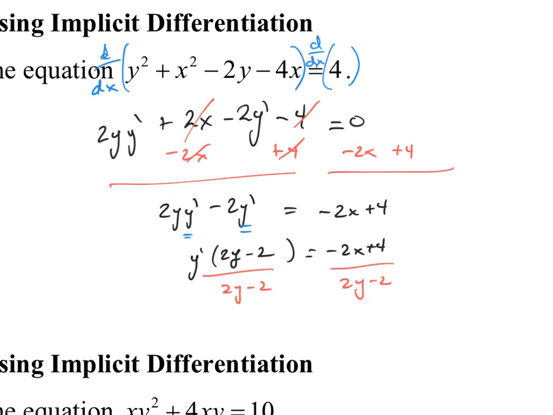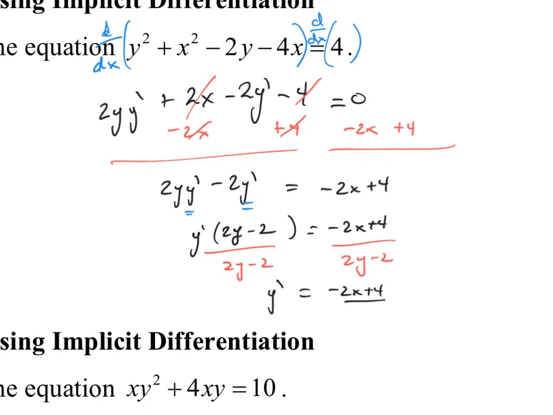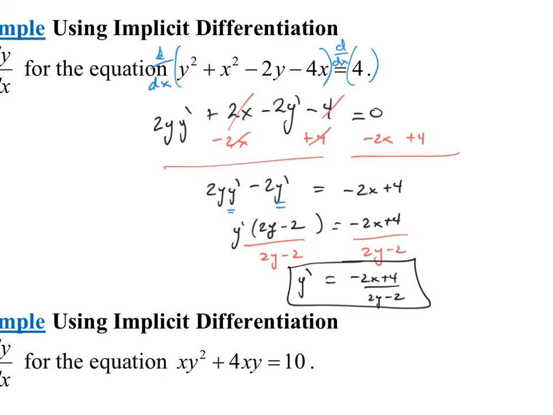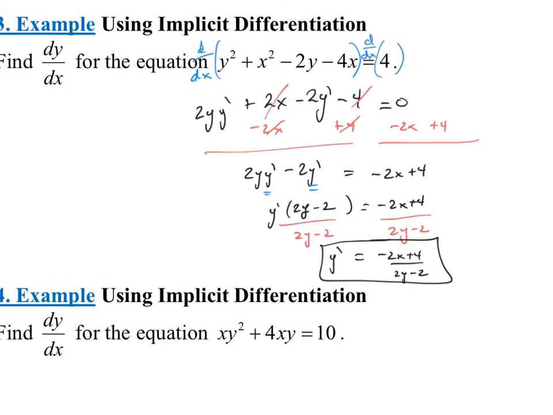That's going to leave me with y prime equals minus 2x plus 4 all over 2y minus 2. So that would be the derivative of the equation. We've solved for y prime.